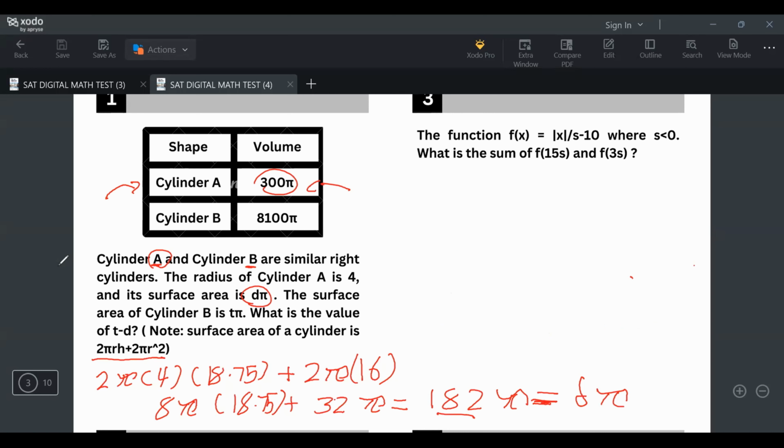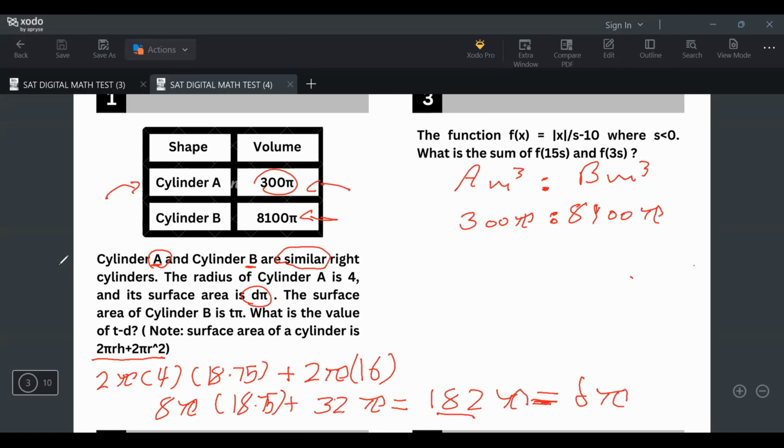Great. So you are also given an important piece of information here that both cylinders are similar. So they have a ratio between each other. So the volume of cylinder A in meters cubed has a ratio to the volume of cylinder B in meters cubed. So we can say that 300 pi to 8,100 pi. Okay, those are the two volumes of the cylinders.